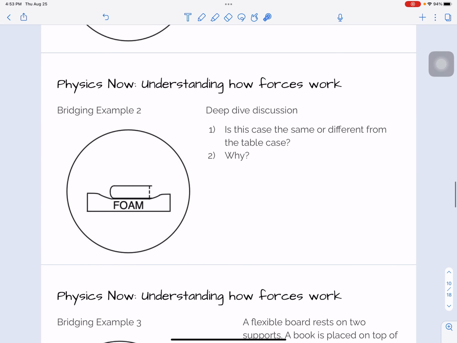Okay, now you're going to do a deep dive discussion. Is this case the same or different from the table case? And again, I want you to spend a reasonable amount of time discussing and then summarize what you think is correct when you respond on Edpuzzle.